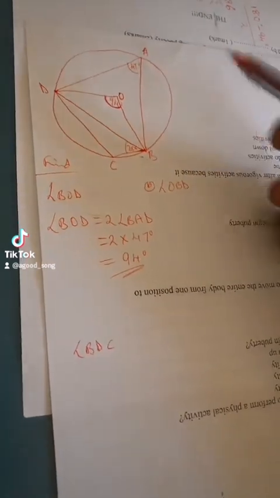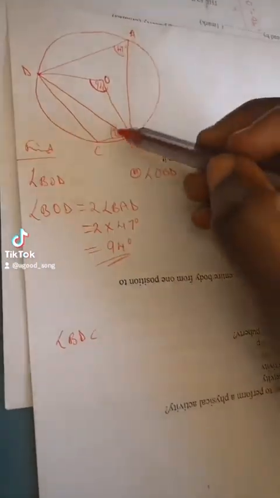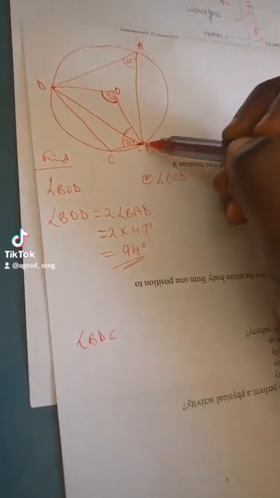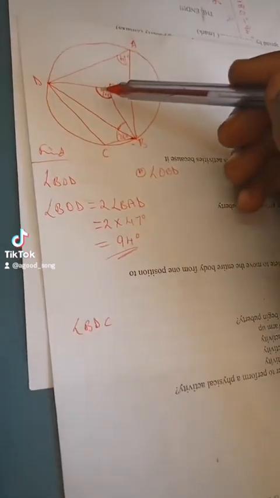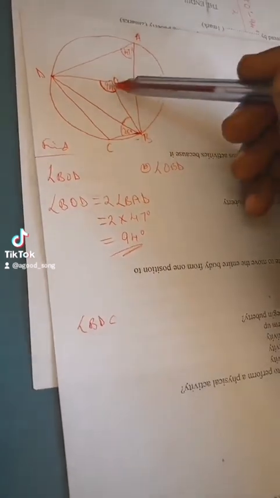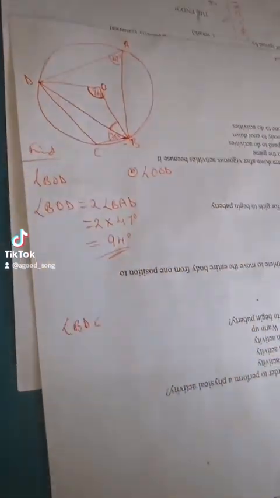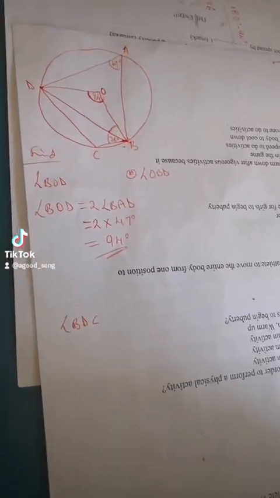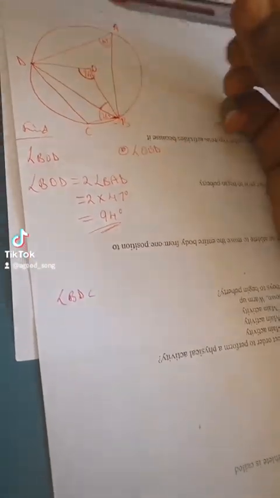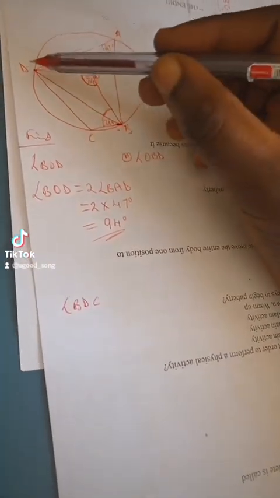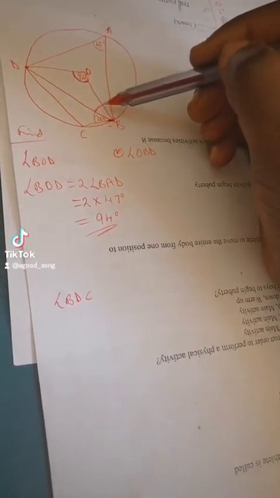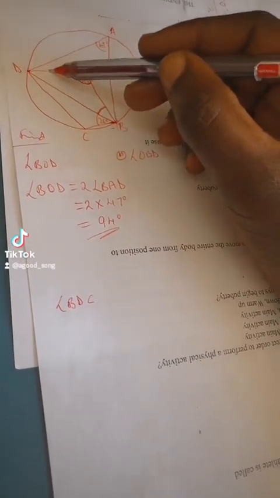Then OBD, we are looking at this angle. This angle is in triangle BOD, and this triangle is made of 2 radii, OB and OD. We know that the radii of a given circle are supposed to be equal in length. So line OB is equal to OD. Because these two lines are equal, this is an isosceles triangle, and in an isosceles triangle, the base angles are equal.